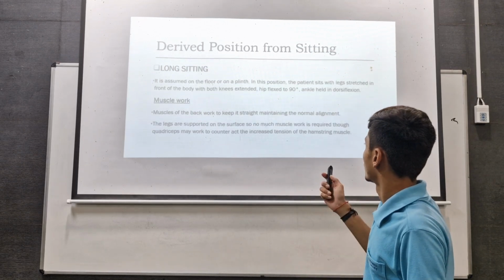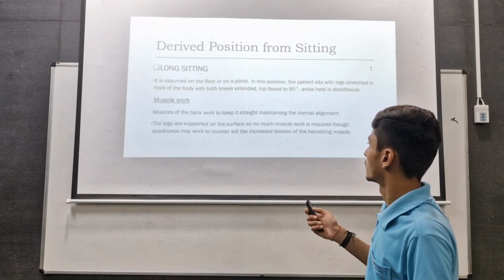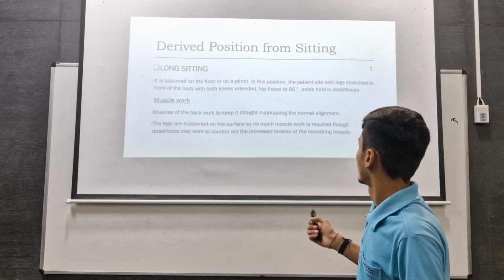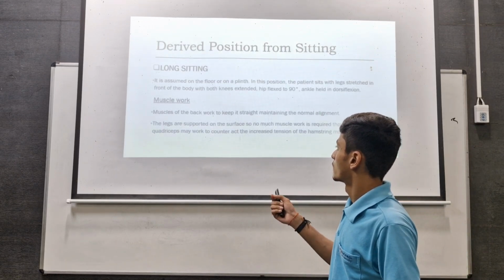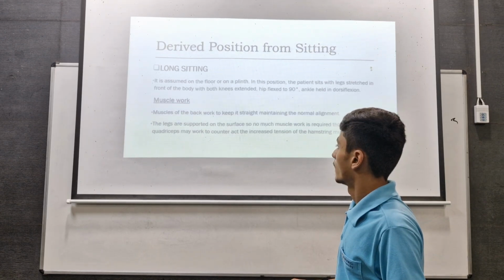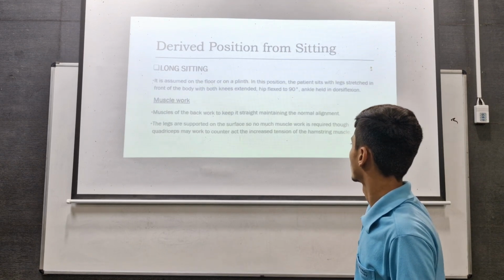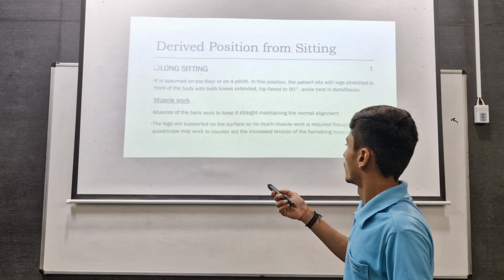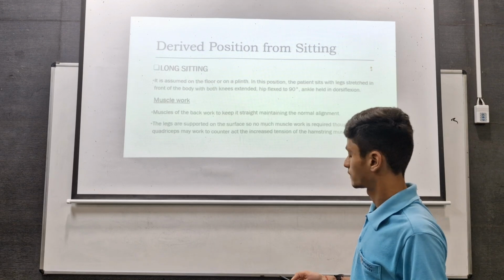In this position, the patient sits with legs stretched in front of the body with both knees extended, hip flexed at 90 degrees and the ankle held in dorsiflexion. Now muscle work. Muscles of the back work to keep it straight and maintain the normal alignment, and the legs are supported on the surface so that no muscle work is required in the quadriceps. Muscles may work to counter the increased tension of the hamstring muscles.